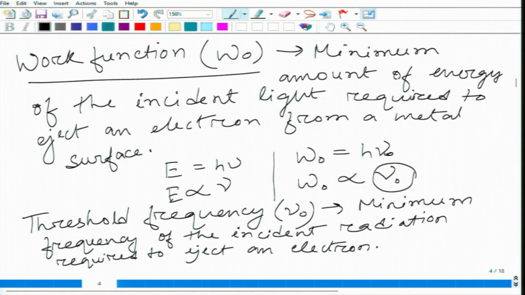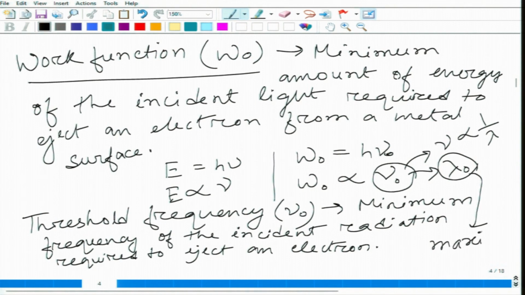Now if nu naught is the minimum frequency, we know that frequency is inversely proportional to wavelength. So what will be the corresponding wavelength to nu naught? If we write it as lambda naught, then this will not be the minimum wavelength, this will be the maximum wavelength.